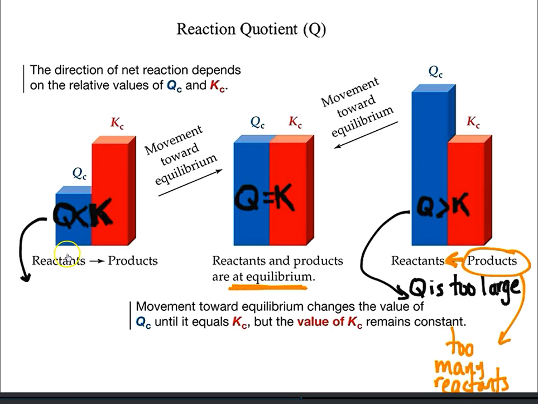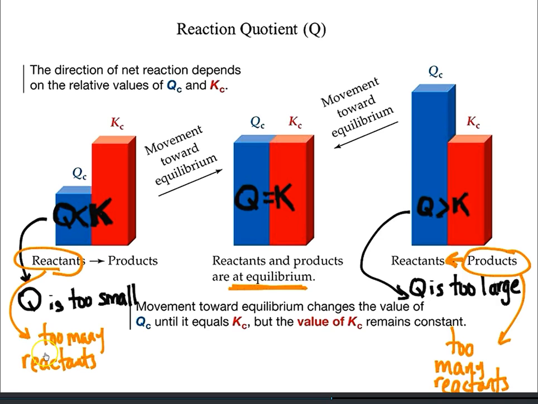Q is less than K. That means Q is too small. This one is correct. You have too many reactants in the denominator, and that means it's going to proceed to the right.